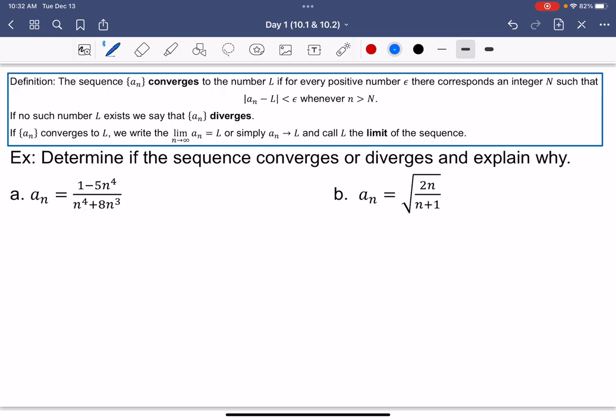It says the sequence a sub n converges to the number L if for every positive number epsilon, there corresponds an integer capital N such that the following inequalities are true. If no such number L exists, then we say that a sub n must diverge. So that may sound a little confusing reading the formal definition. Let's see if this helps. If your sequence converges to L, then the following must be true.